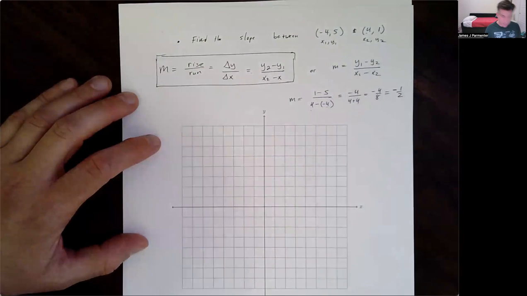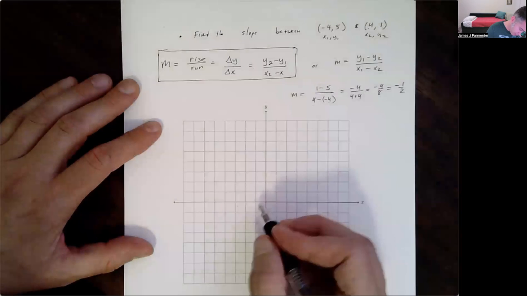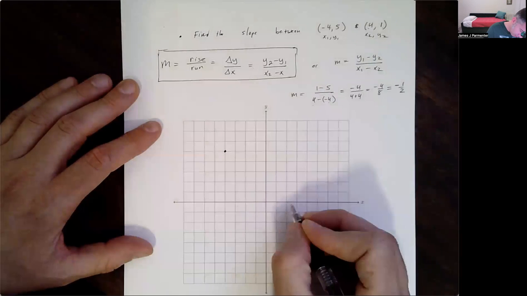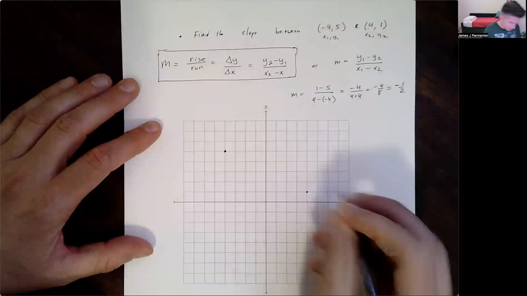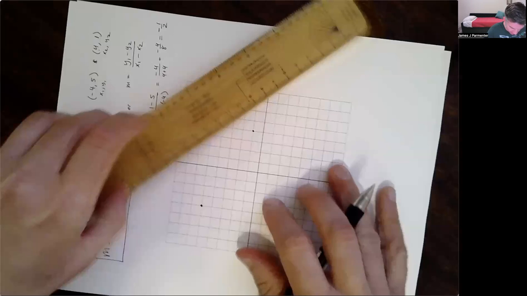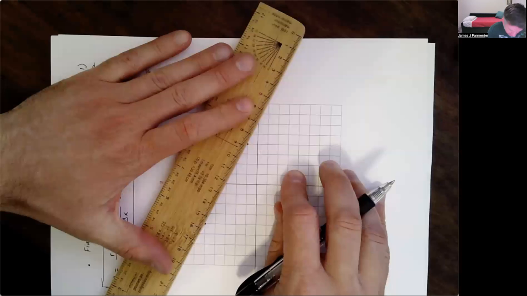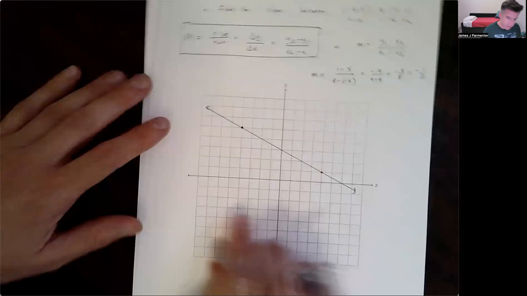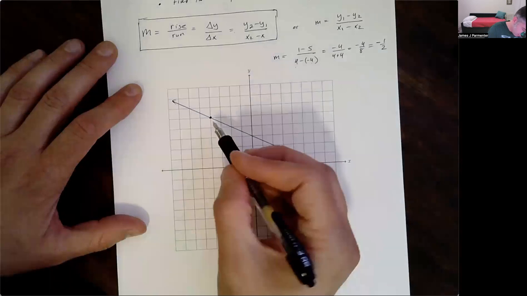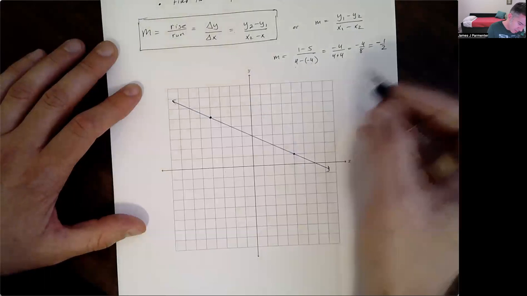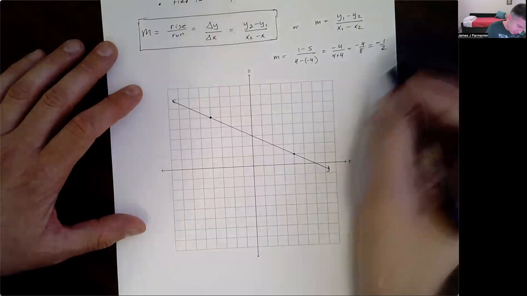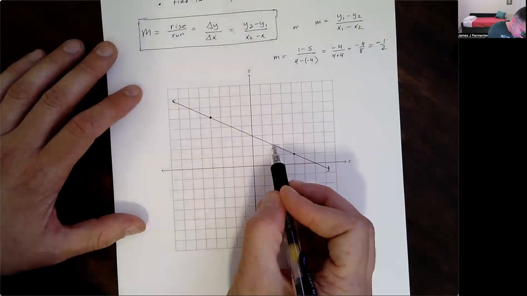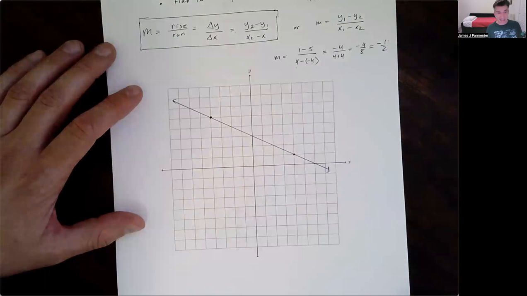Let's plot the point and see it. So let's say I've got the point negative 4, 5, so 4 left, 5 up, and 4 comma 1, 4 right and 1 up. And so when I graph this, if you look from here, as I move right, every time I go over 2, I go down 1, right? Over 2, down 1, over 2, down 1. So my rise is negative 1.